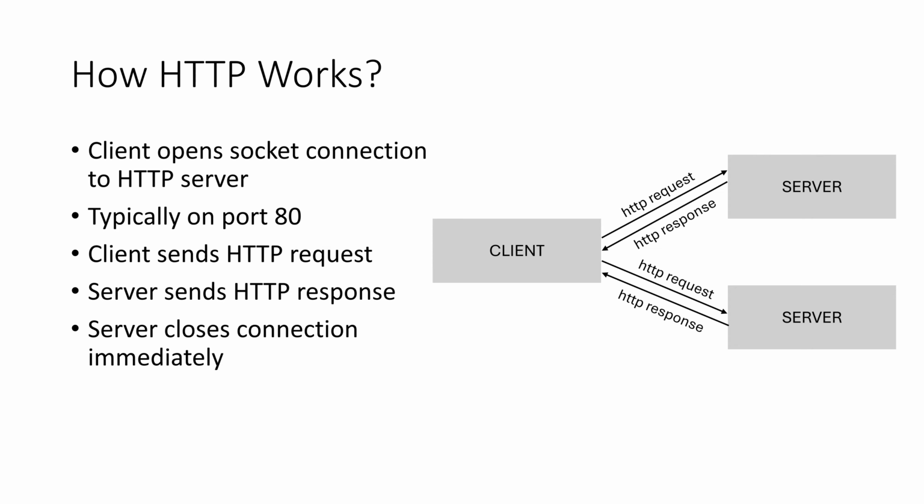Here's what happens. First, your web browser, acting as the client, opens a socket connection to a web server. This connection is usually made on port 80, which is the standard port for HTTP. Once connected, the client sends an HTTP request asking for a specific document or resource like an image, a web page, or even a video.